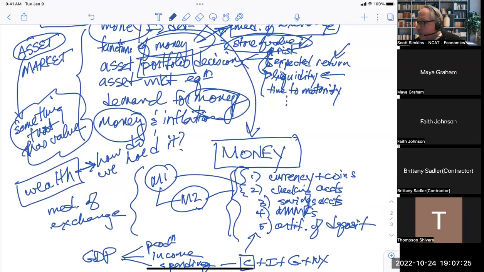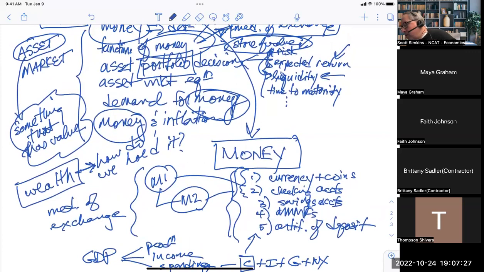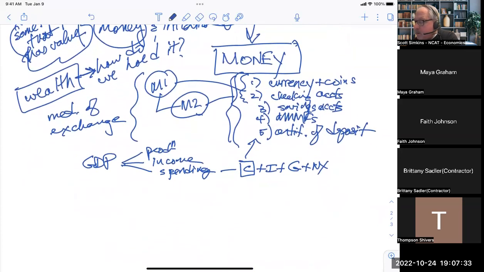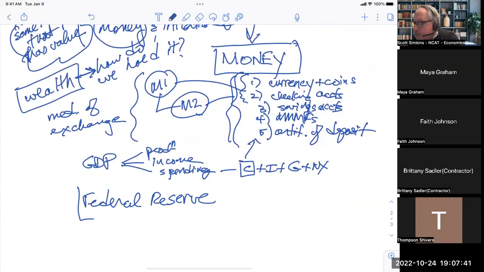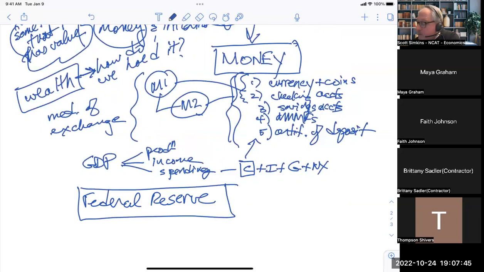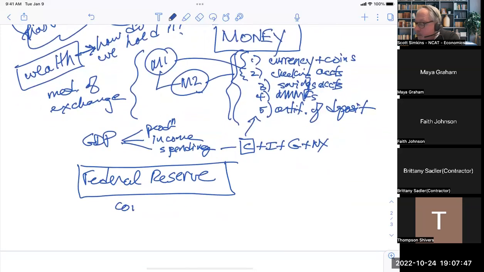Who controls the money supply in the economy? The Federal Reserve. They're in the paper, almost in the news every day these days. Great time to be taking macroeconomics. The Federal Reserve controls the money supply.